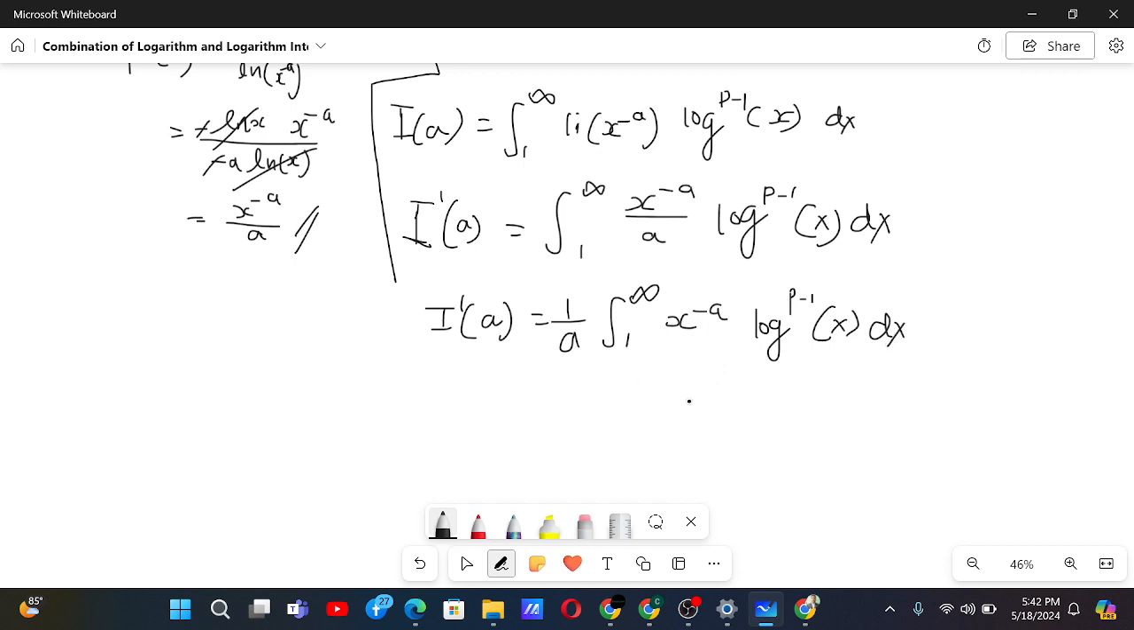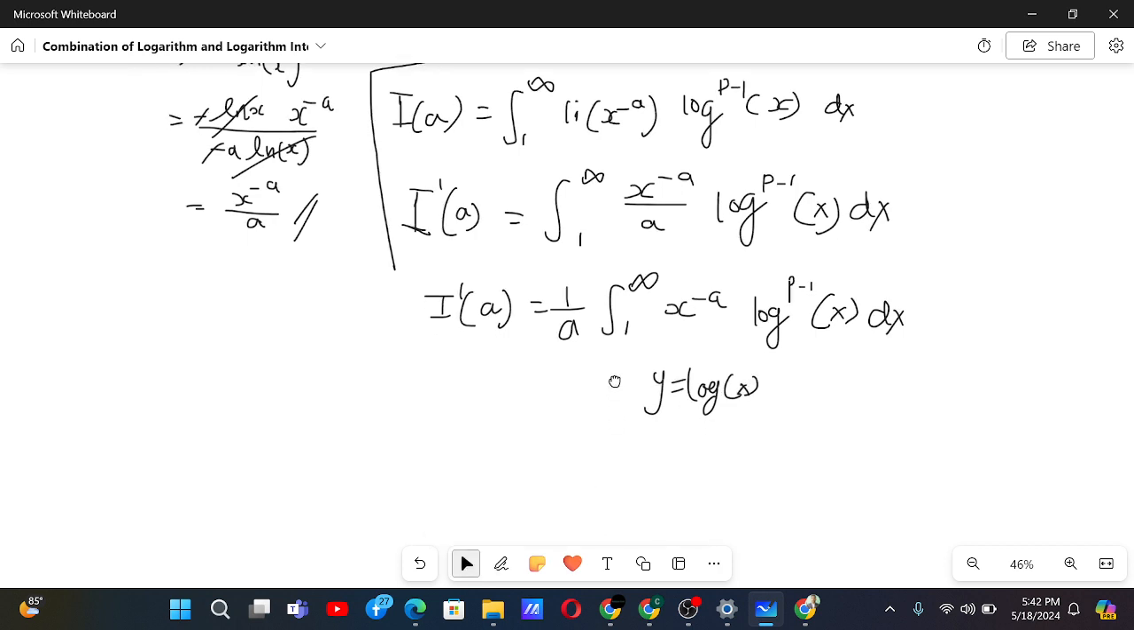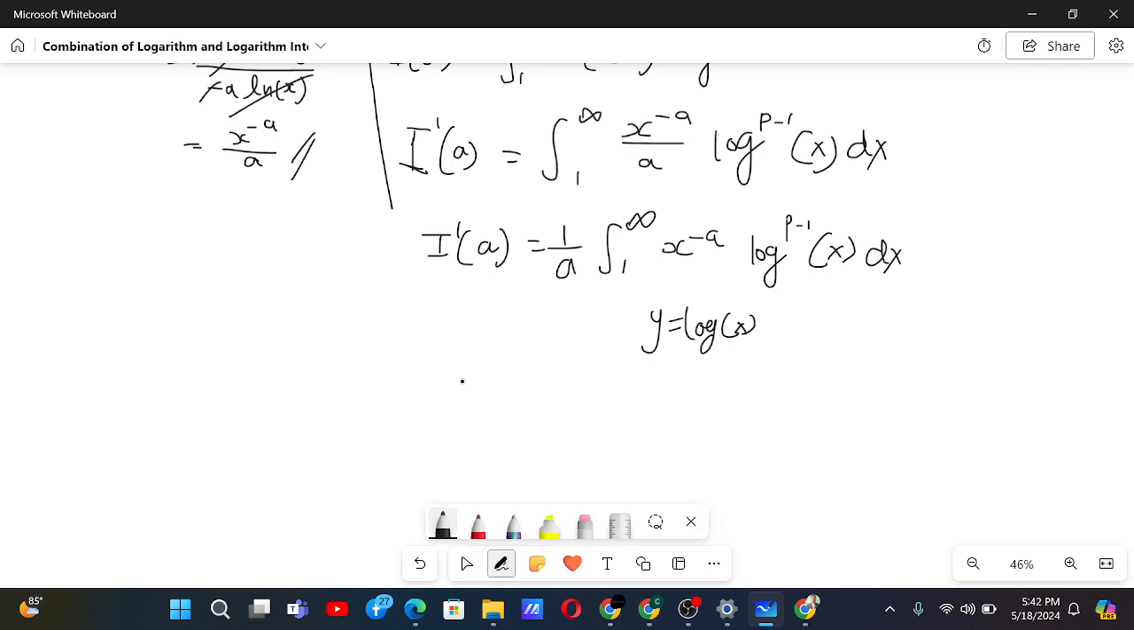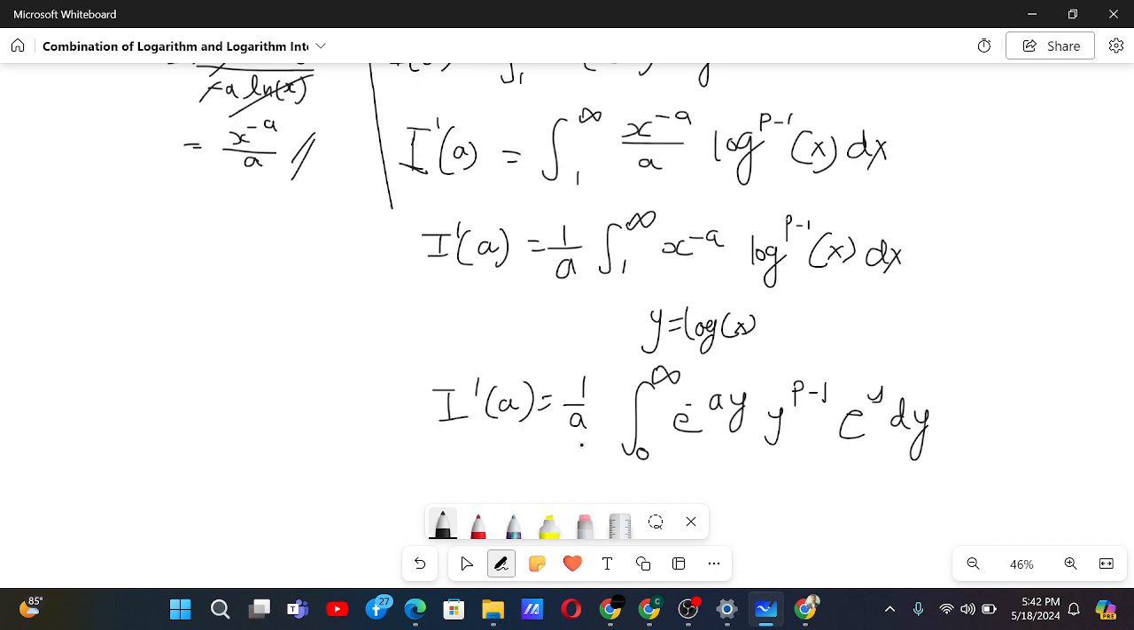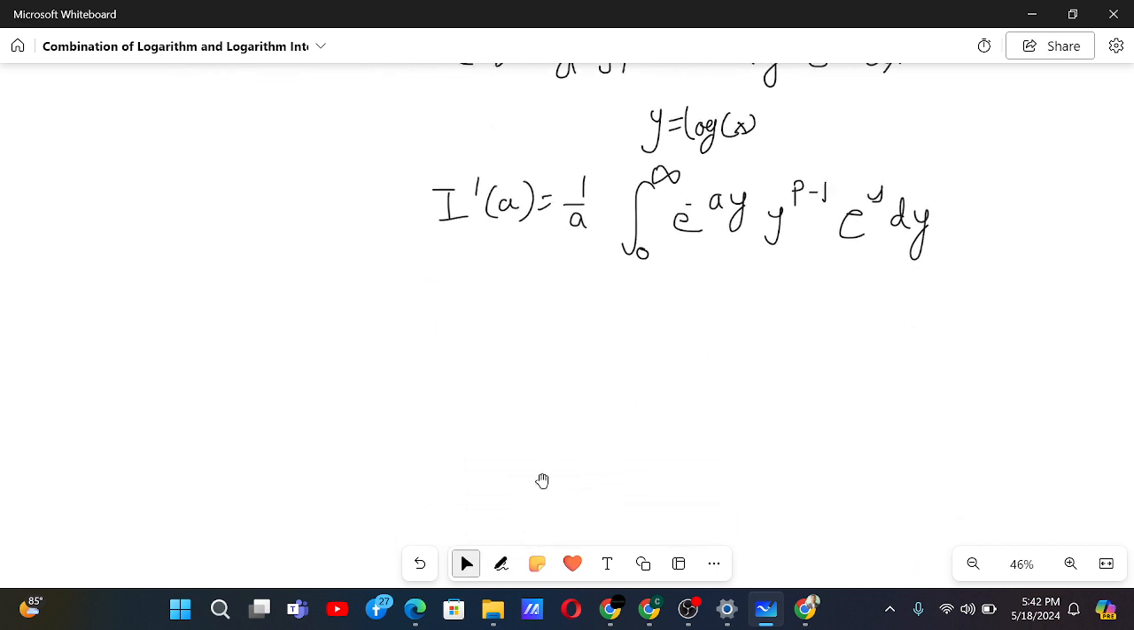What we can do is let y equal log x. With that, the limits of the integral will be nicer. So 1 by a, and the limits of integral will be from 0 to infinity. And now this will just be e to the power minus a y, then y to the power p minus 1, and x equals e to the power y, so dx equals e to the power y dy. Okay, this is going good till now.